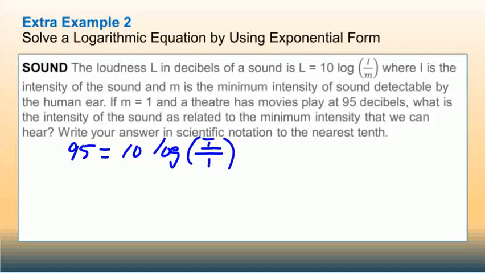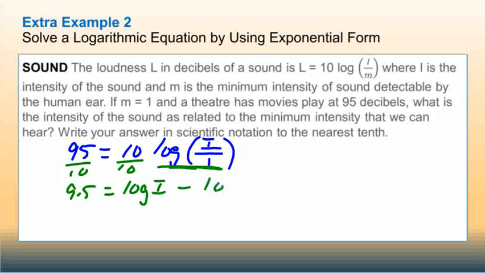So to simplify this, I'm going to have 95 equals 10 times, and the first thing I'm going to do is get the log by itself. So I'm going to divide by 10. So now I have 9.5 equals, and I'm going to use the property here, so that'll be log of I minus log base 10 of 1.